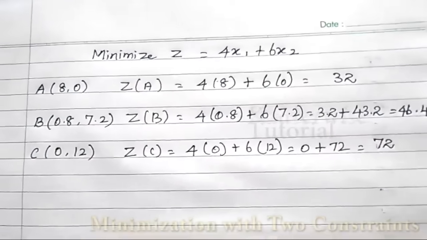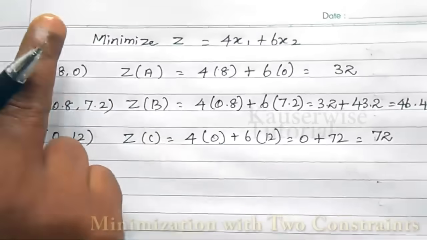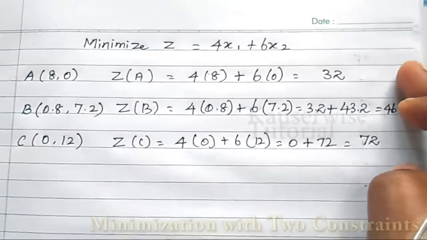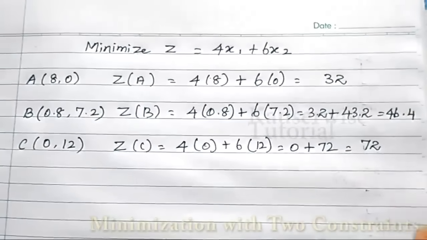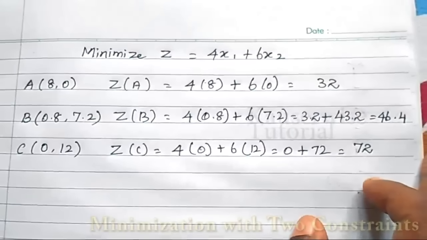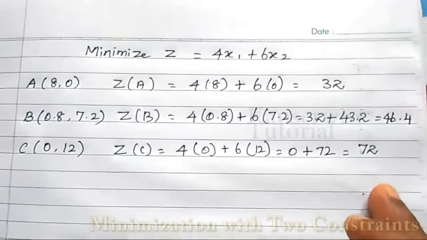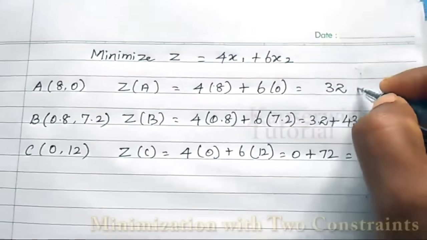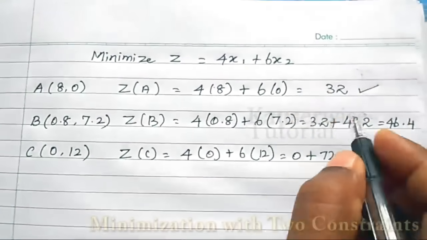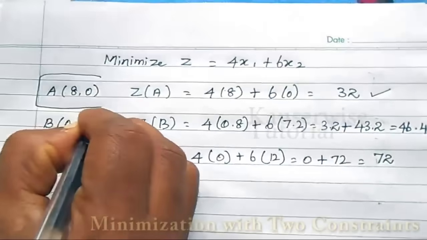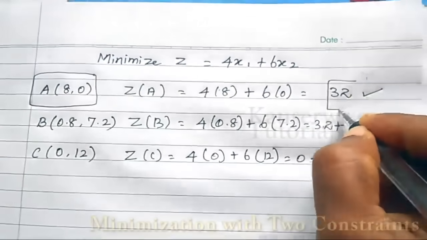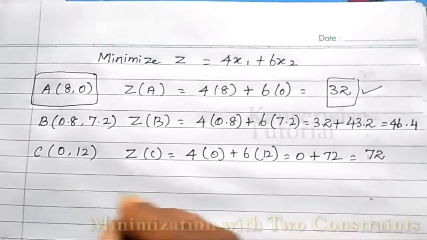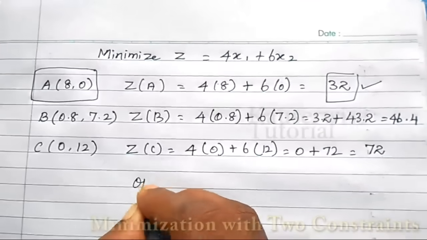Okay, since the type of objective function is minimum, the solution corresponding to the minimum z value is to be selected as the optimum solution. So look at which one is the least value, 32 or 46.4 or 72. 32 is the least value. So this point is the optimum point. This is the optimum value. So the optimum solution is A.